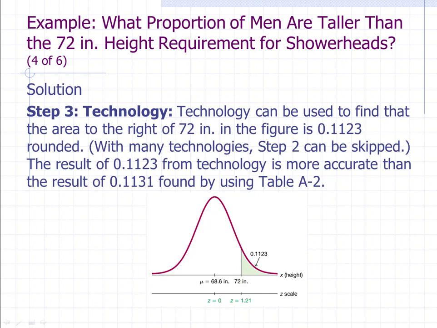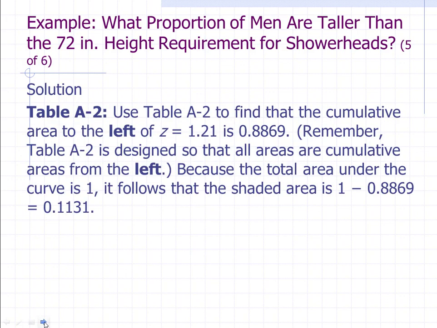Did we find the same thing with technology? I found 0.1131. Okay, now you can see how that's going to work. But now let's interpret what we found. So again, when we use the table, we found that 0.8869 is the area to the left. So we had to subtract that from 1 to get our 0.1131 when we use the table.